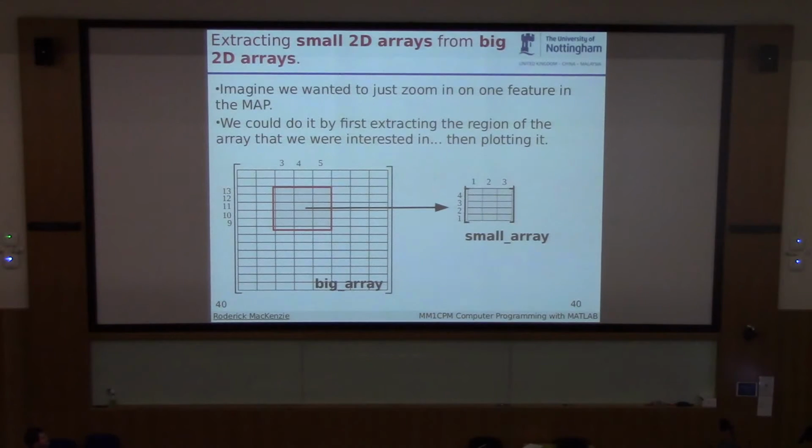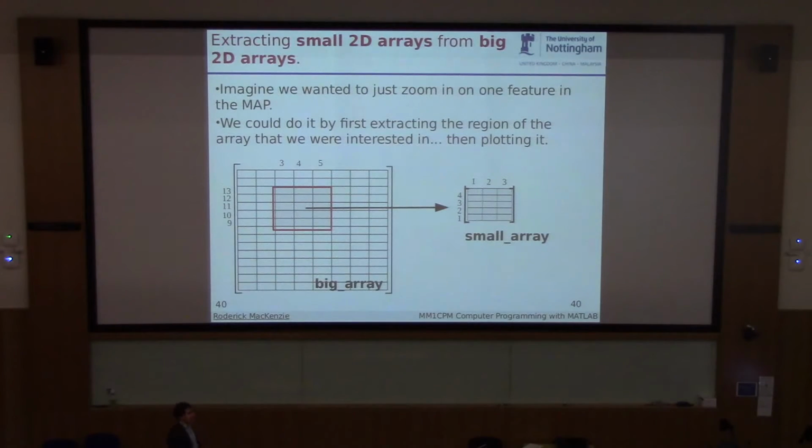So in MATLAB, 2D arrays are indexed from 1, 2, 3, 4, 5, 6, 7, 8, 9, 10, 11, 12, 13, 14, 15. And the same with the Y, 1, 2, 3, 4, 5, 6, 7, 8. So they all start at 1. So imagine we want to chop out the area between 9 and 13 and 3 and 5 into a smaller array that we wanted to handle and actually do some work with.